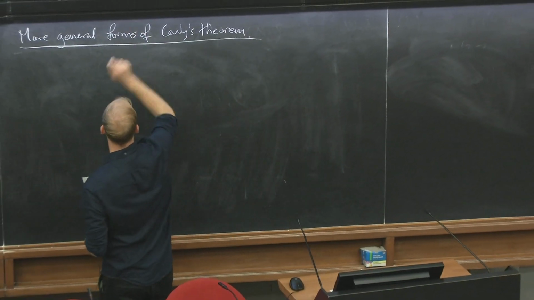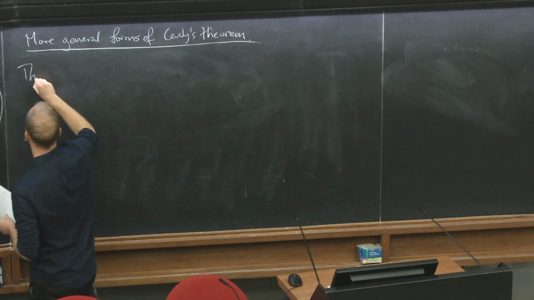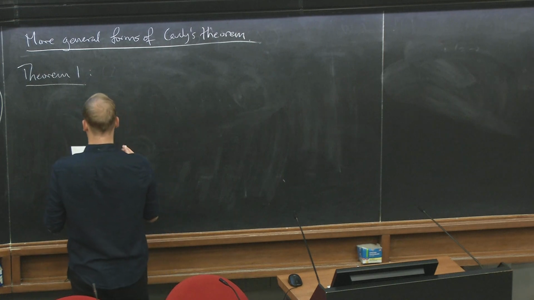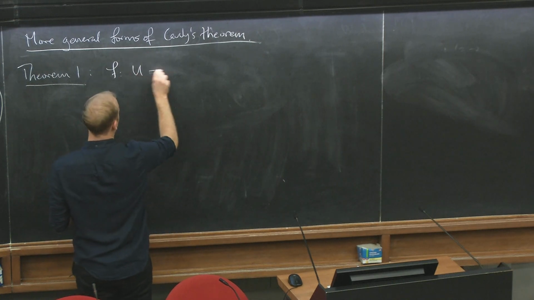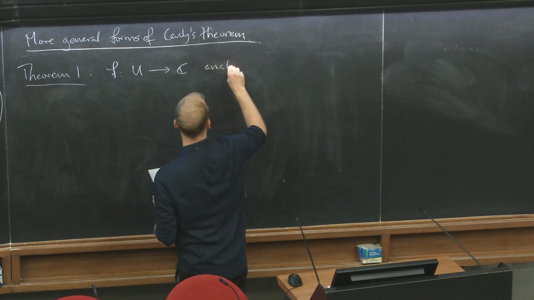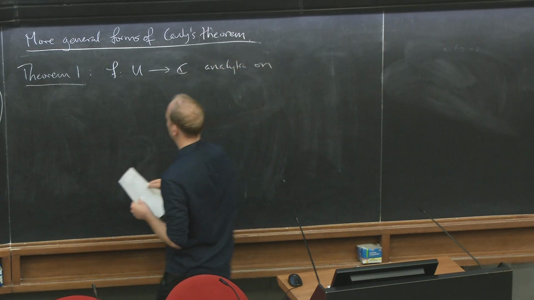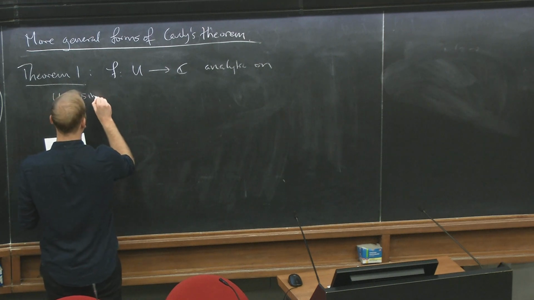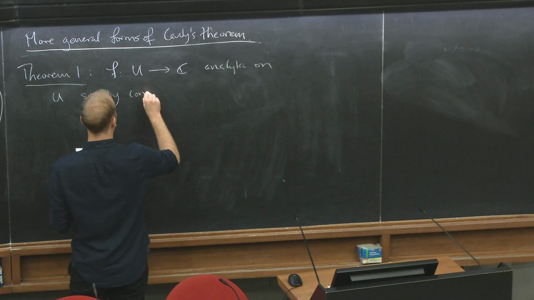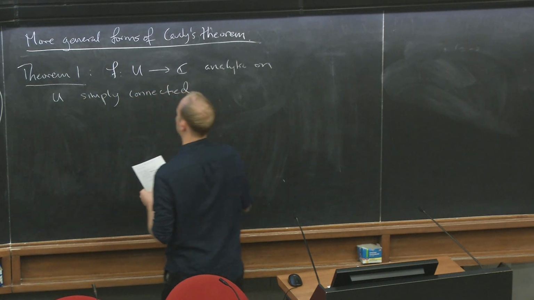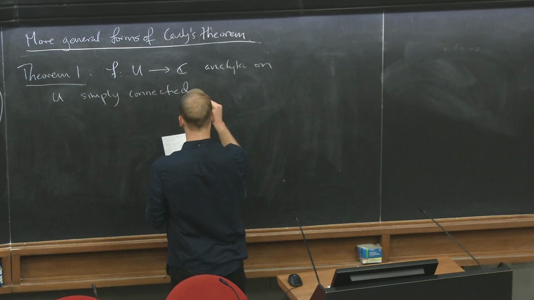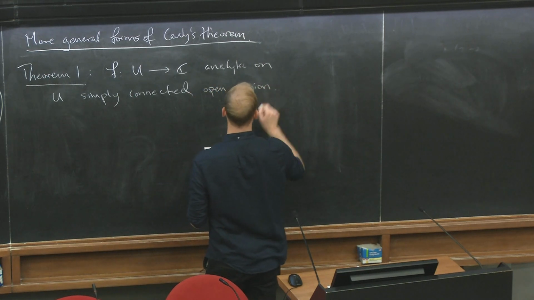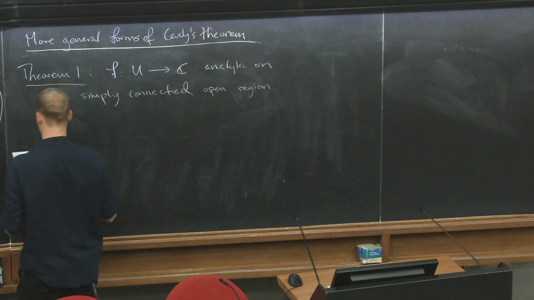Or actually, I could even say more general forms, because I will give two. So theorem 1 would be that if F is analytic on U, some simply connected, so this is what we just defined, of course, this was the point. So U is a simply connected open region, so an open set in the complex plane.